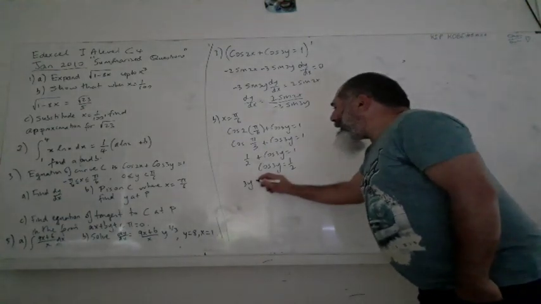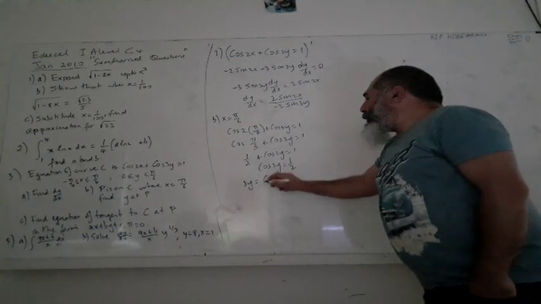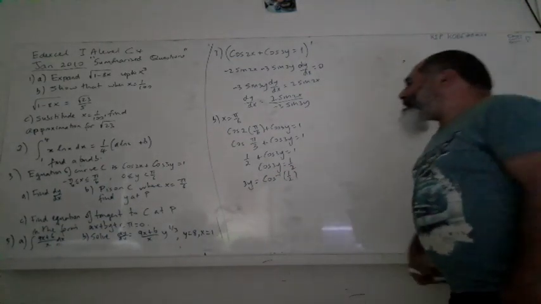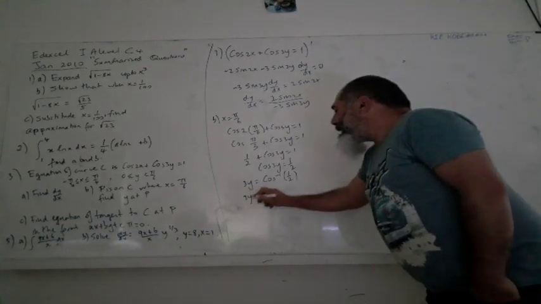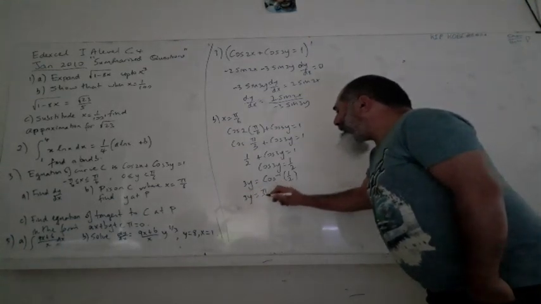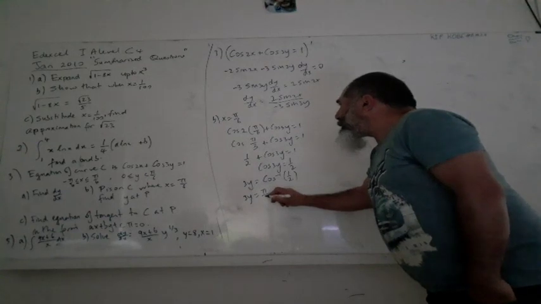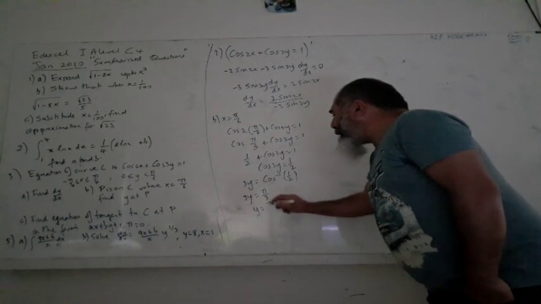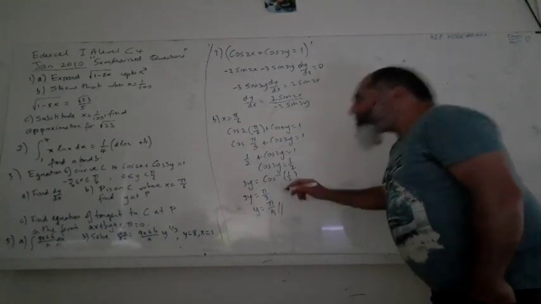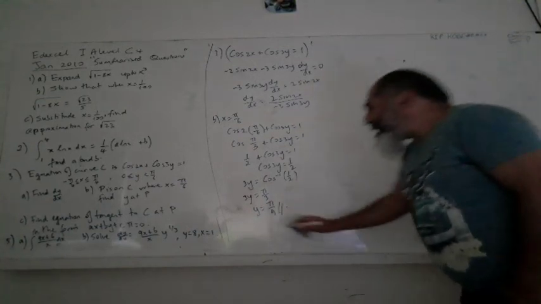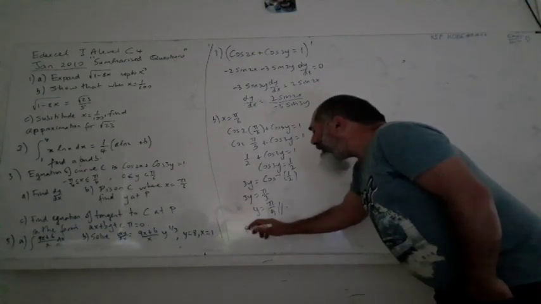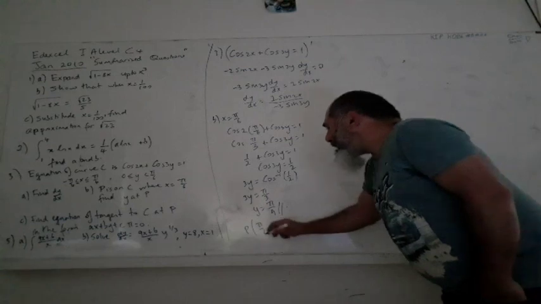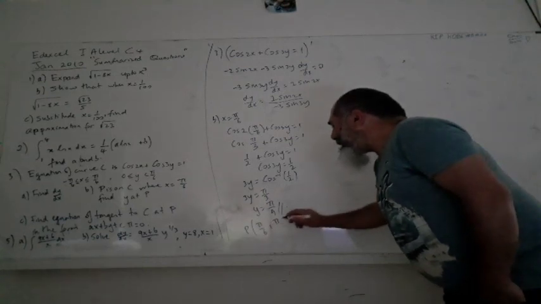So 3y is equal to cosine inverse 1 over 2. What is cosine inverse 1 over 2? It is pi over 3. So y is equal to pi over 9. Now the coordinates of point P are pi over 6 and pi over 9.